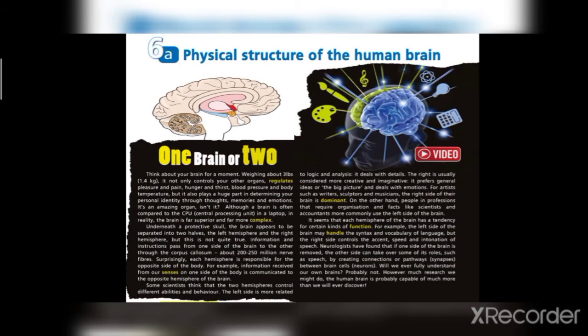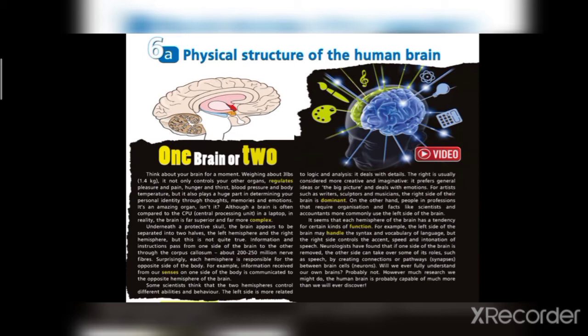Now our text, physical structure of the human brain. You must read and translate this text. One brain or two? Think about your brain for a moment. Weighing about 1.4 kilograms, it not only controls your other organs, regulates pleasure and pain, hunger and thirst, blood pressure and body temperature, but it also plays a huge part in determining your personal identity through thoughts, memories, and emotions. It's an amazing organ, isn't it? Also, a brain is often compared to the central processing unit in a laptop. In reality, the brain is far superior and far more complex.